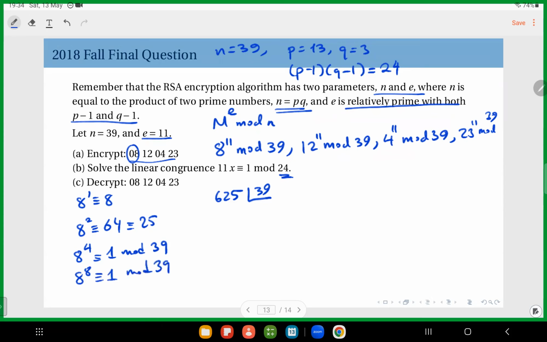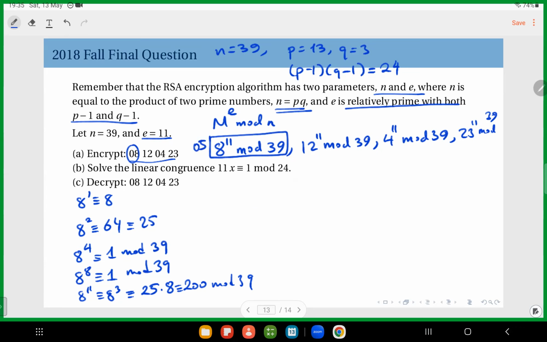And to obtain 8 to the power 11, I just need 8 to the power 3 under modulo 39. So that would be 8 squared, which is congruent to 25, times 8. So that's 200 modulo 39, and that makes 5. So I'll just give the value here as 5.